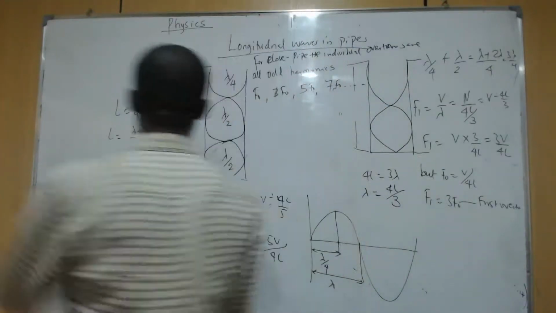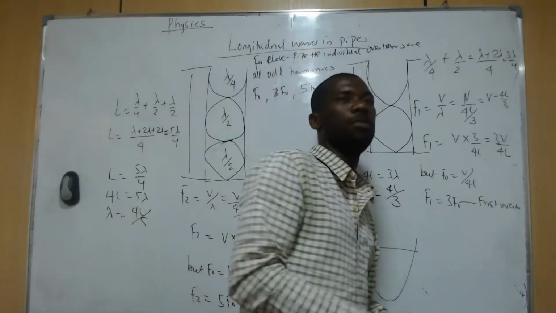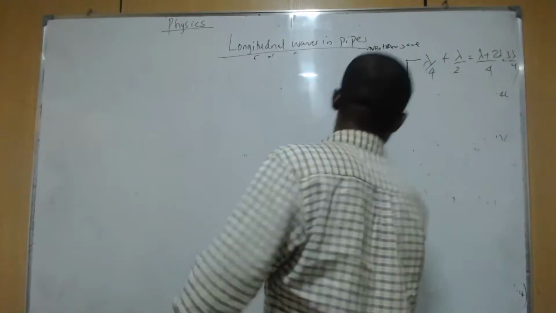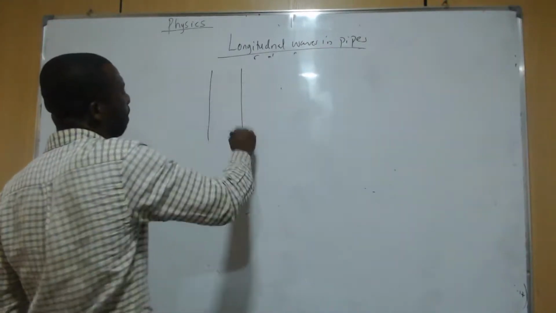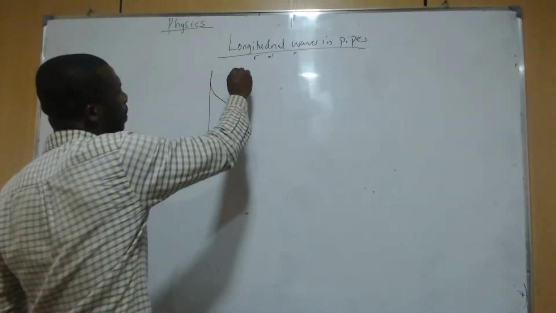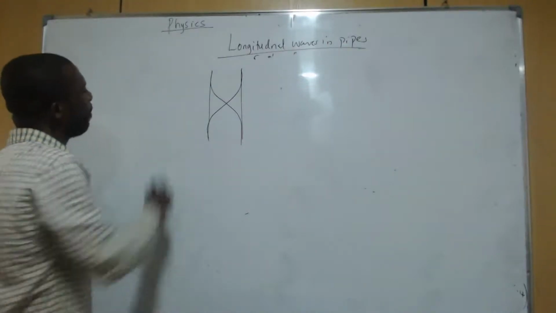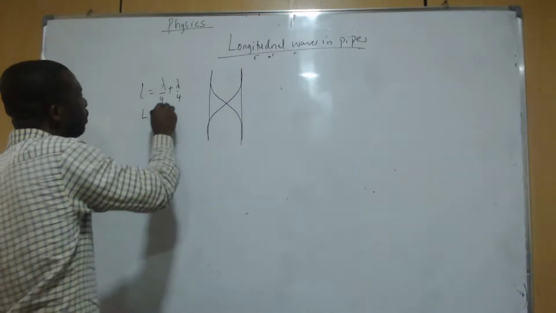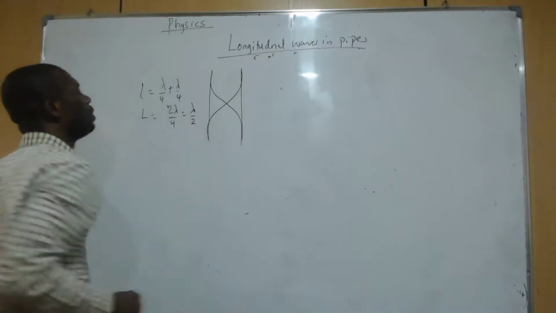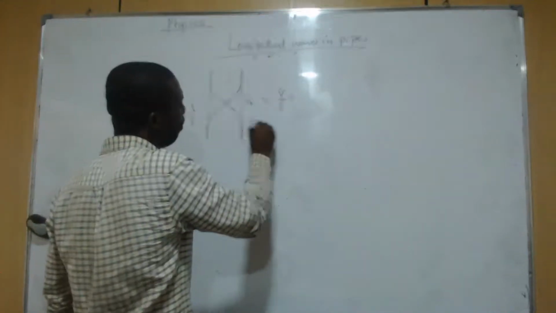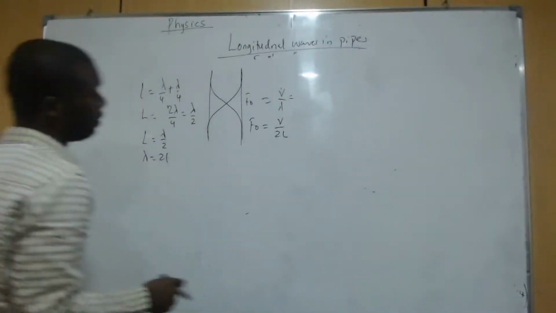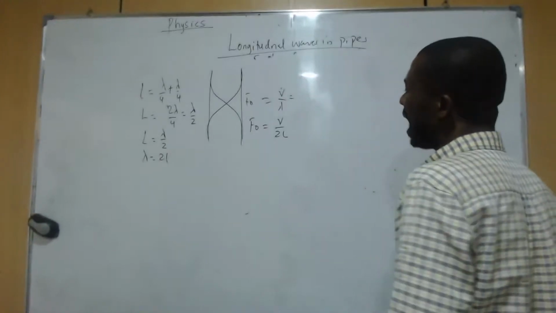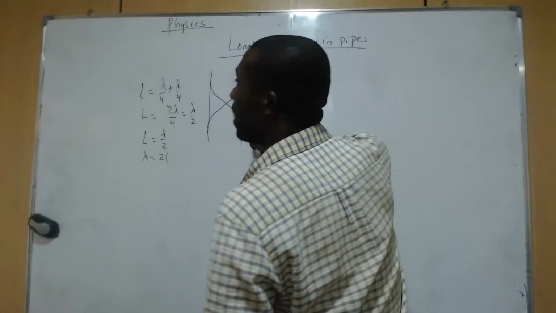By open pipe, we mean that both ends of the pipe are open. For an open pipe, L is equal to lambda over 4 plus lambda over 4, which is 2 lambda over 4, which is lambda over 2. So F0 will be equal to V over 2L. This is the fundamental frequency of an open pipe.